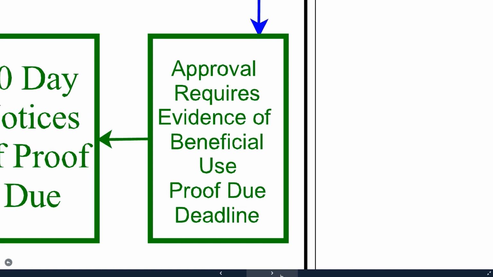Proof is documentation of the completion of works and application of water to beneficial use pursuant to the terms and limitations of an approved application. Proof is submitted via a proof form available on our website. Proof of beneficial use is evidence required by the state engineer before a certificate of beneficial use perfecting the water right will be issued.